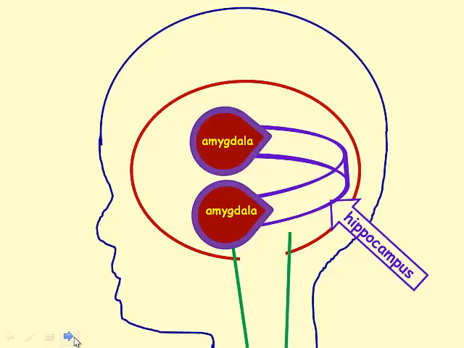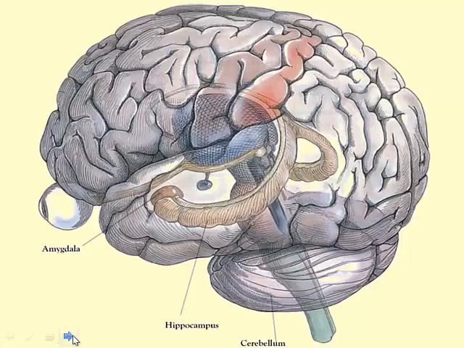The amygdala is the part of your brain that processes fear, anger, rage, and aggression. Very important for survival.